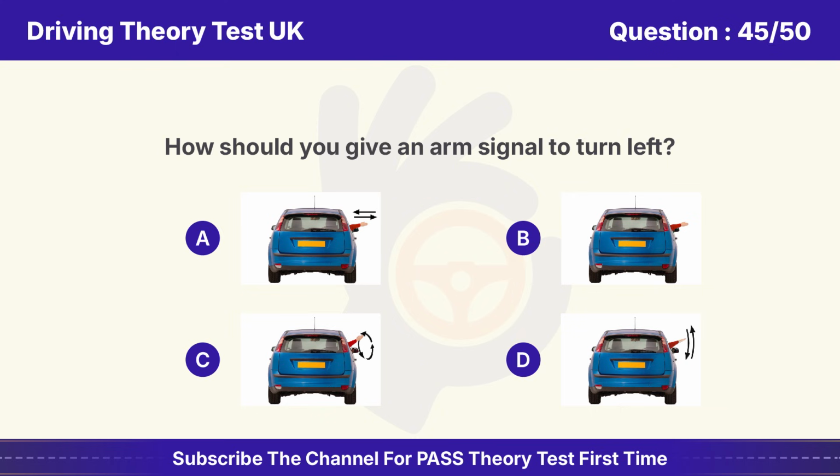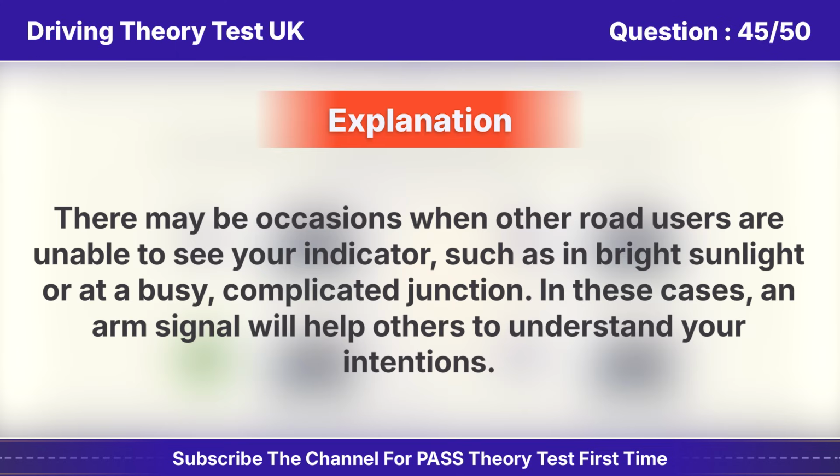Question 45. How should you give an arm signal to turn left? Answer is C. There may be occasions when other road users are unable to see your indicator, such as in bright sunlight or at a busy, complicated junction. In these cases, an arm signal will help others to understand your intentions.